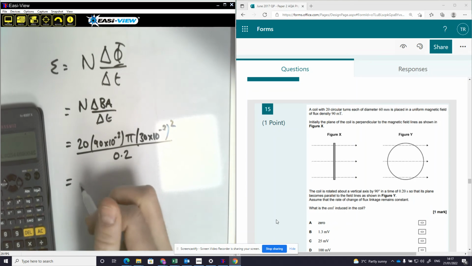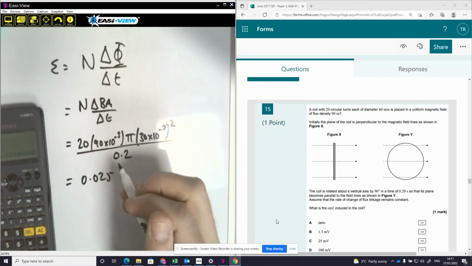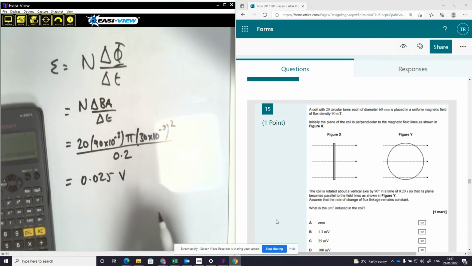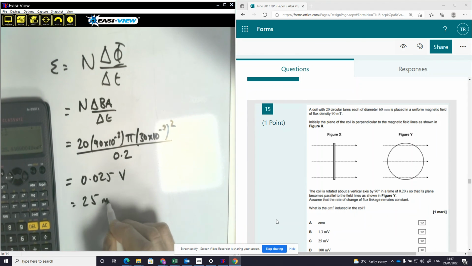And we get 0.025. It's an EMF, so it's a voltage. I can use the ENG button, and it gets me it in millivolts, so it's 25 millivolts.